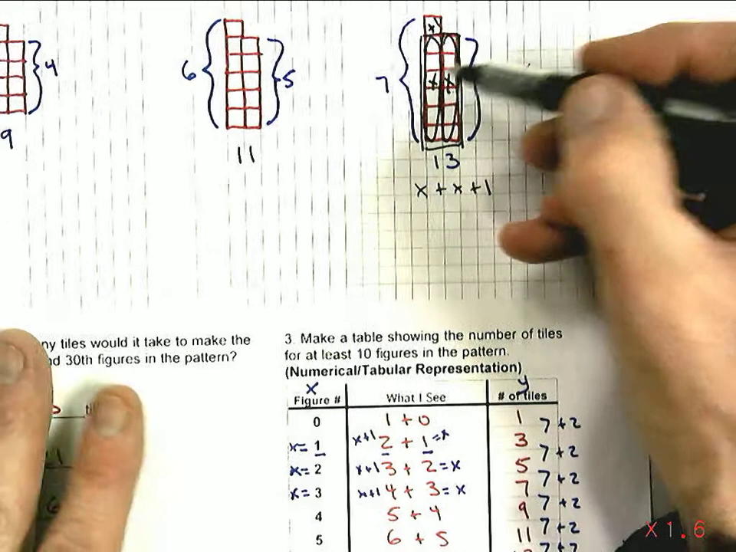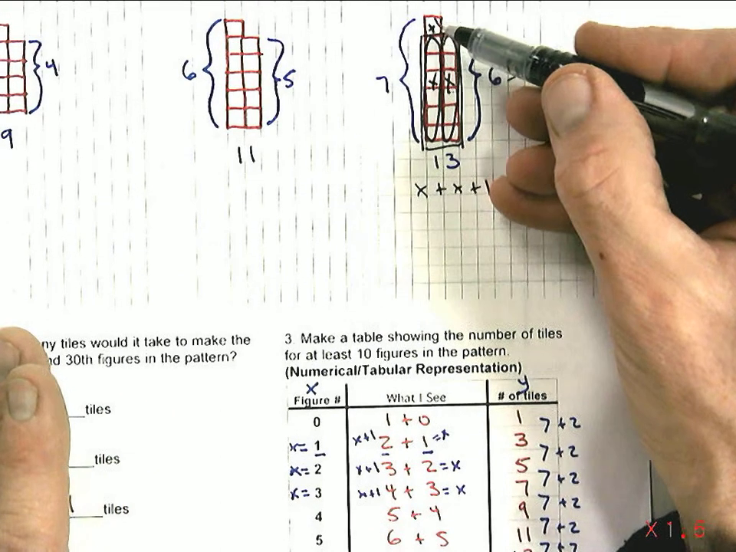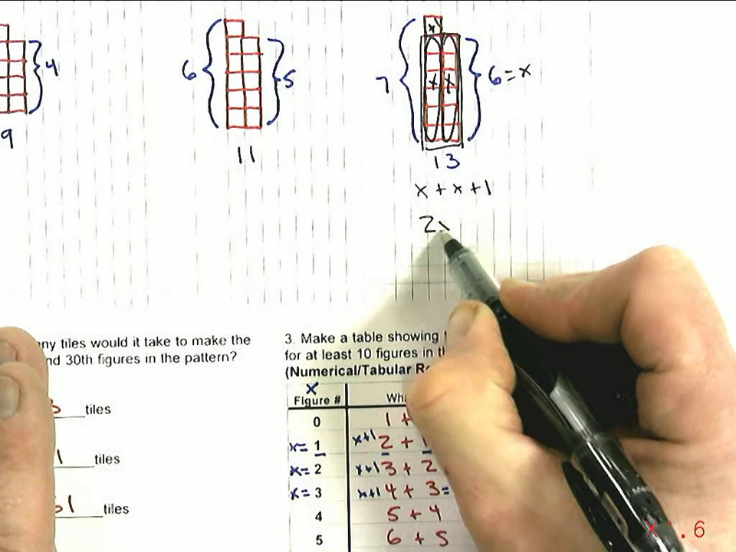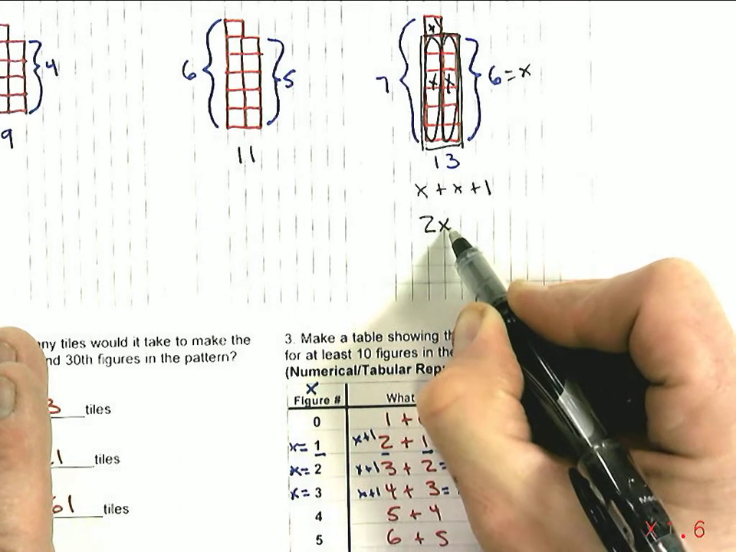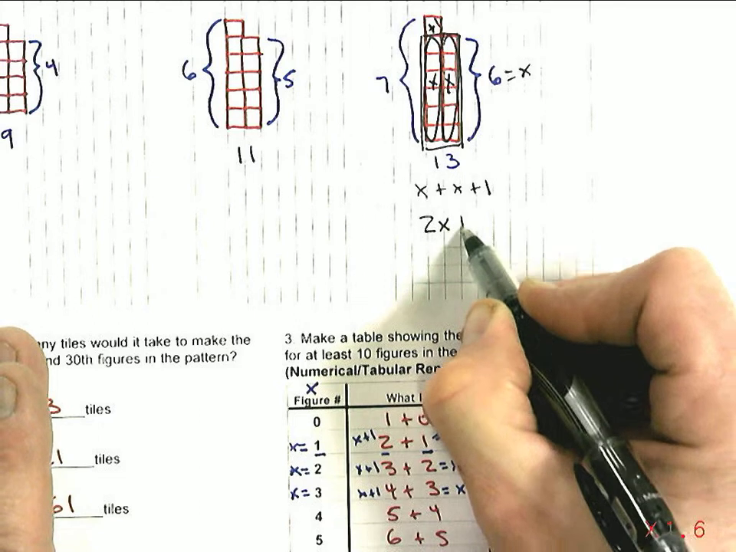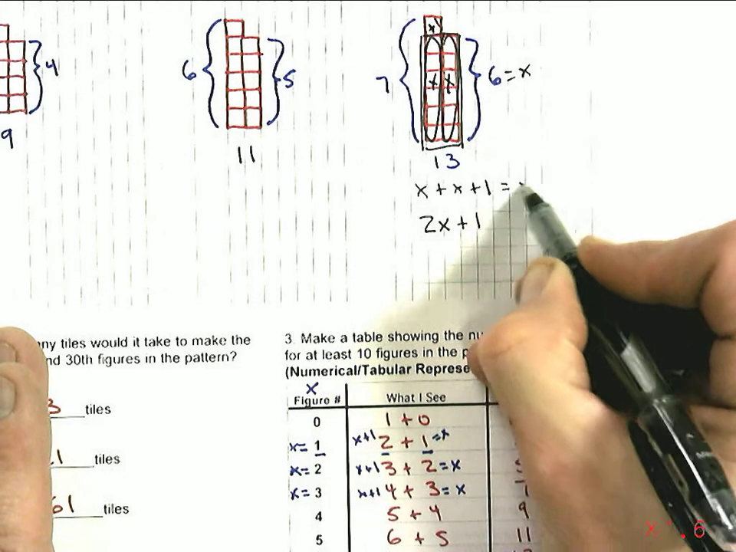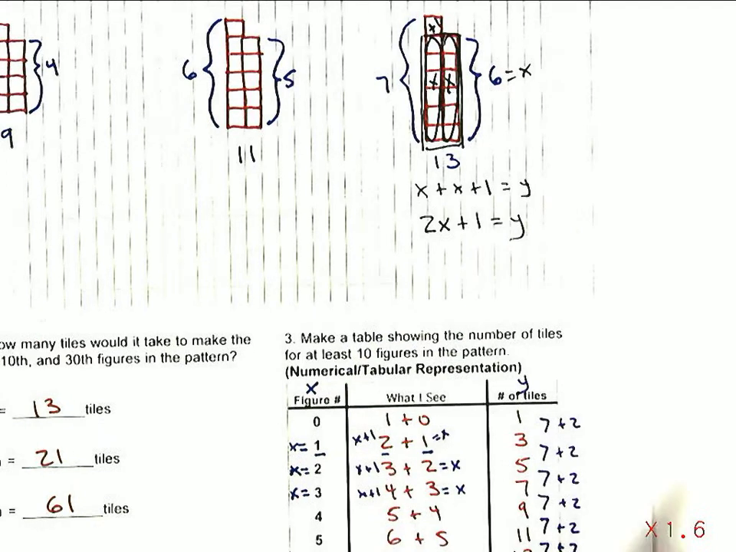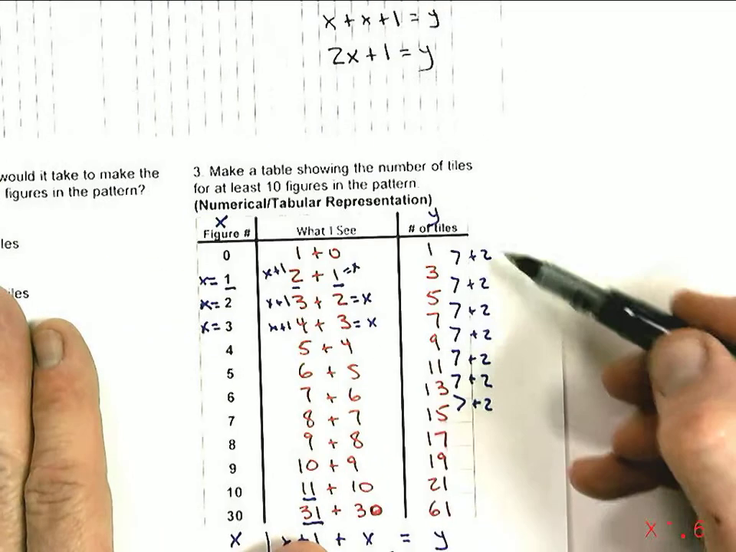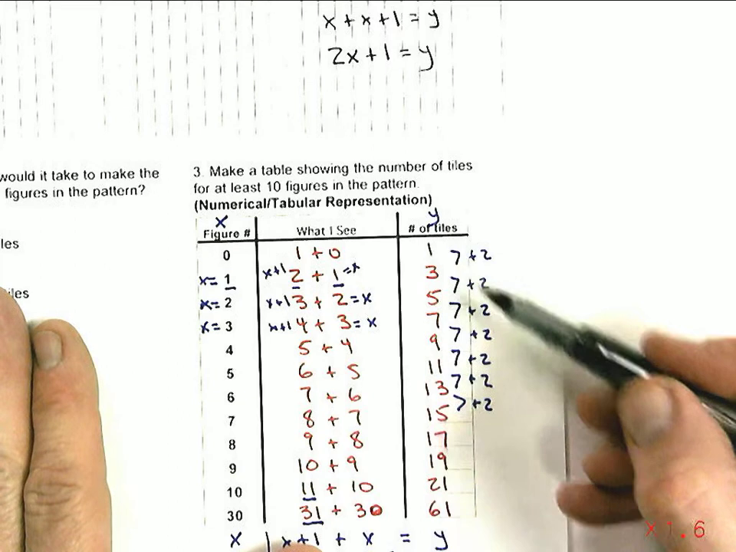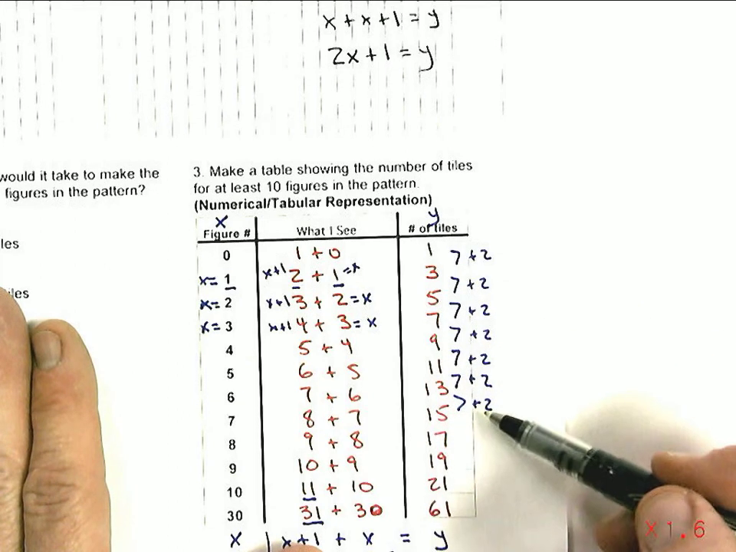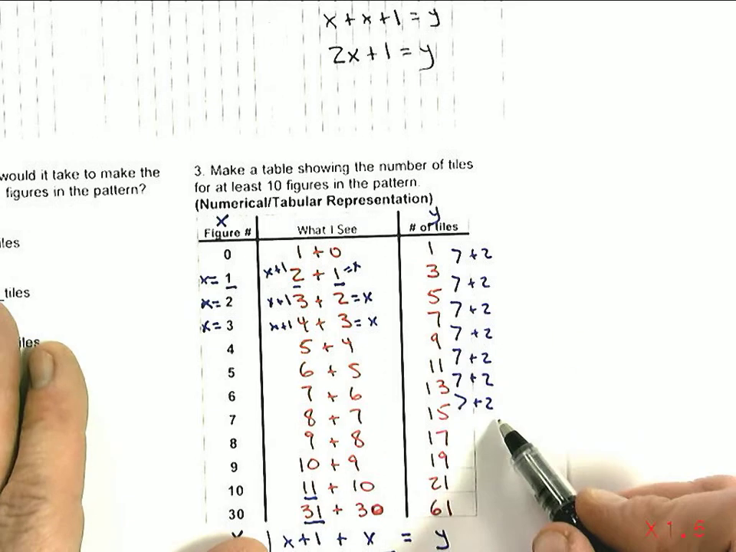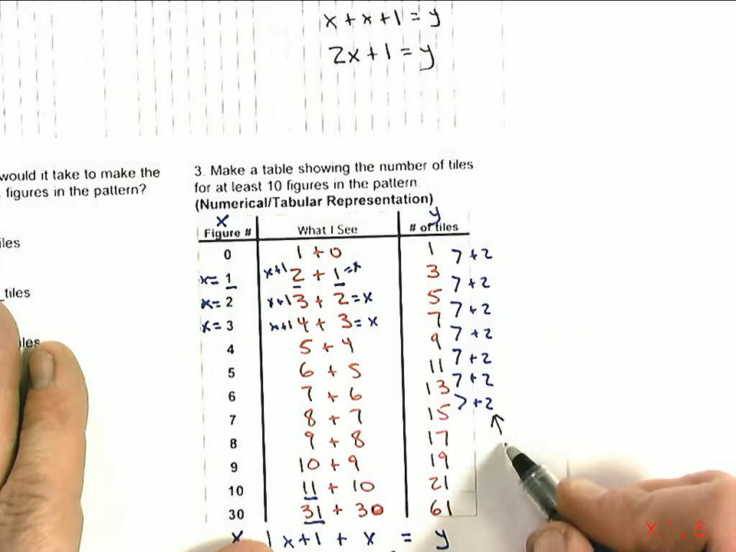So you could see 2 sets of x plus the 1, which means I could also have written it as 2 times x, because when you put a number in front of a letter, that's multiplication, plus 1. In both cases, these equal y. Now here's the important part of this plus 2. If you know that you're adding 2 every time, it tells you how many x's you're going to have in your equation.